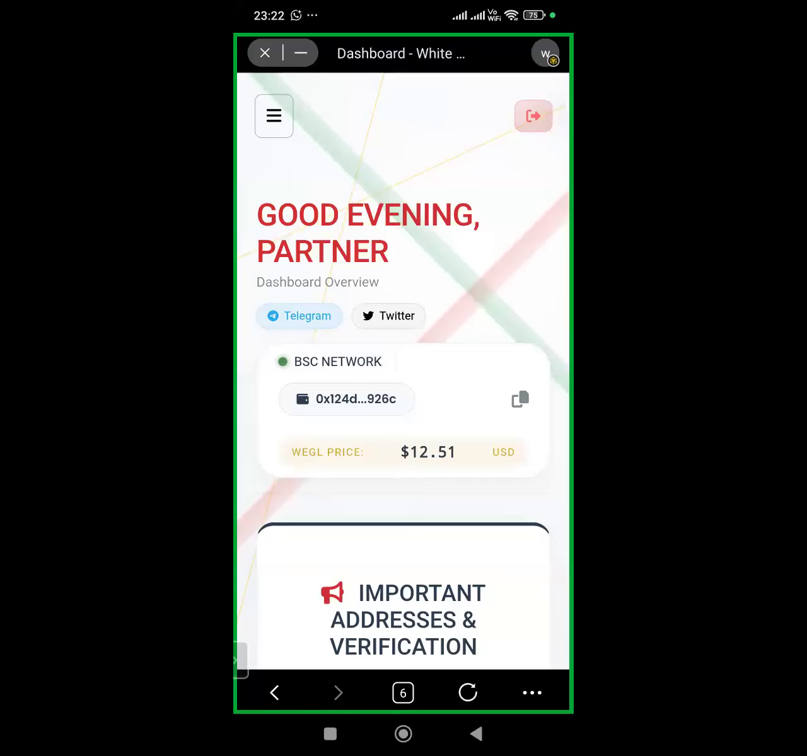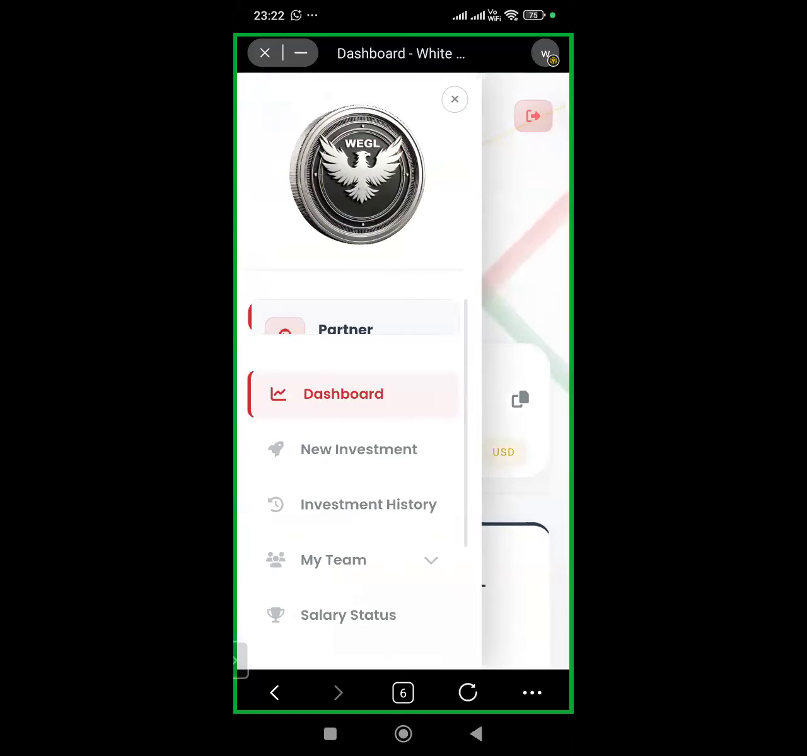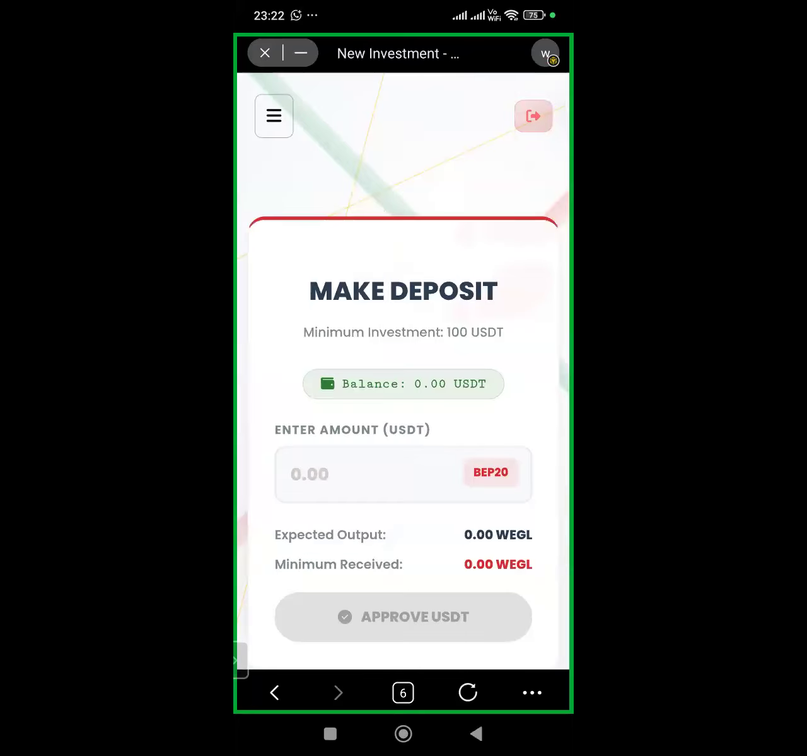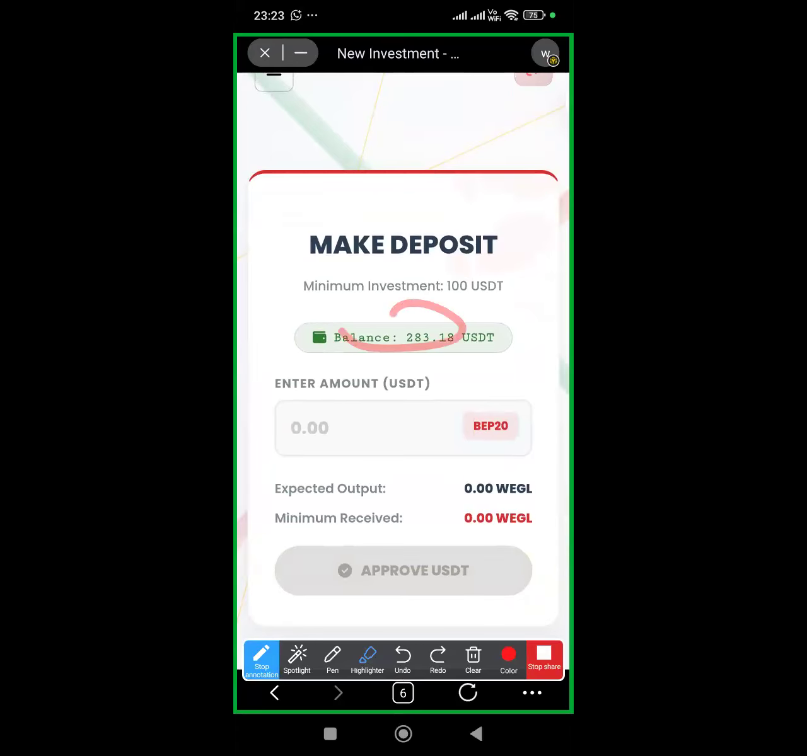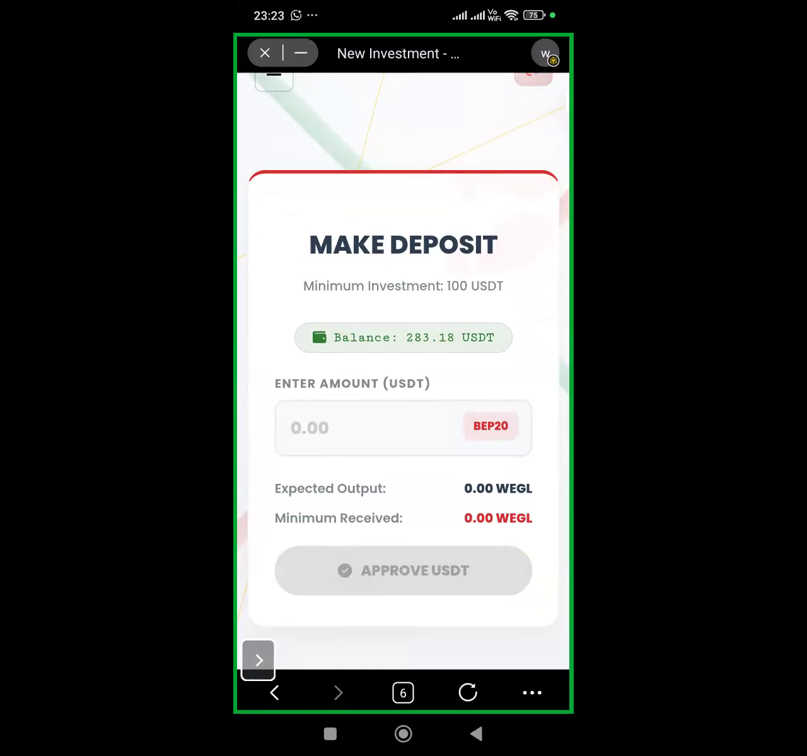So as you open your account, how can you top up your account? You need to click the three lines and go to New Investment. As you go to New Investment, your account balance will be shown here. You can see my account balance is showing $283. Whatever amount you want to put, first of all, you need to have this balance in your wallet in USDT BEP20 and a small amount of BNB.